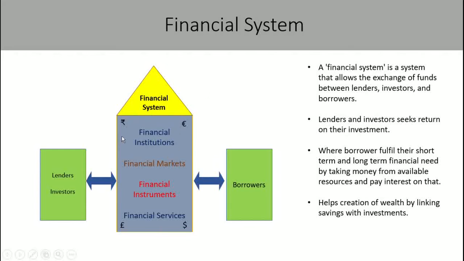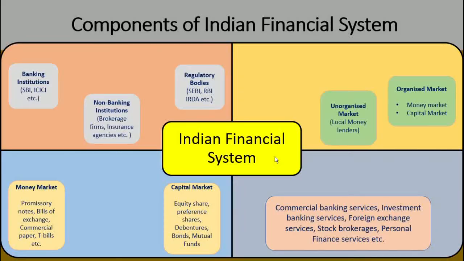In this diagram, you can see that the financial system consists of four components: financial institutions, financial markets, financial instruments, and financial services. Let's look at all these components one by one. The first component of the Indian financial system is financial institutions. So what are the financial institutions? Financial institutions are organizations engaged in the business of dealing with financial and monetary transactions such as accepting deposits, granting loans, investments, and currency exchanges. This also includes regulatory institutions like SEBI and RBI, who govern the financial market to protect the interest of investors and the general public. In the diagram, you can see examples of financial institutions like banking institutions, non-banking institutions, and regulatory bodies.